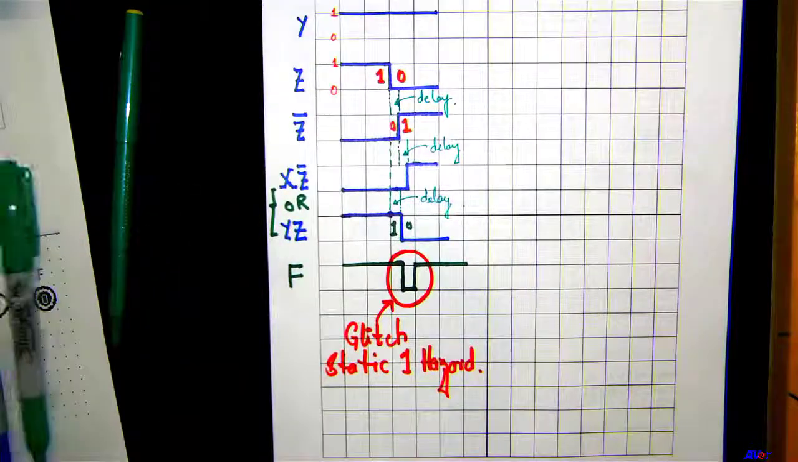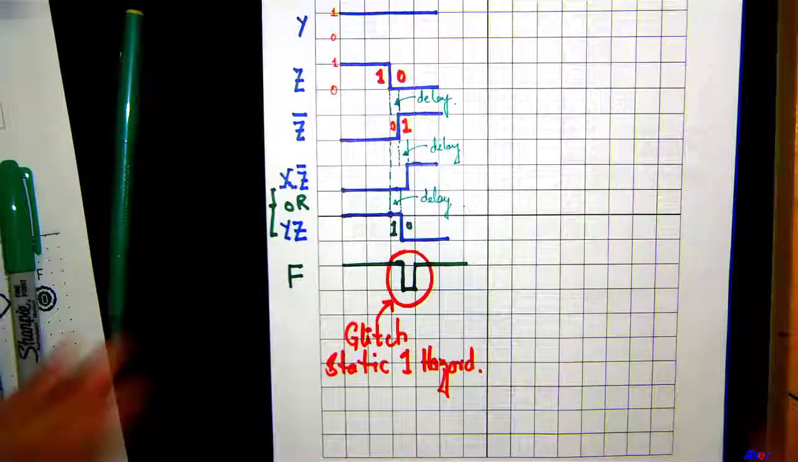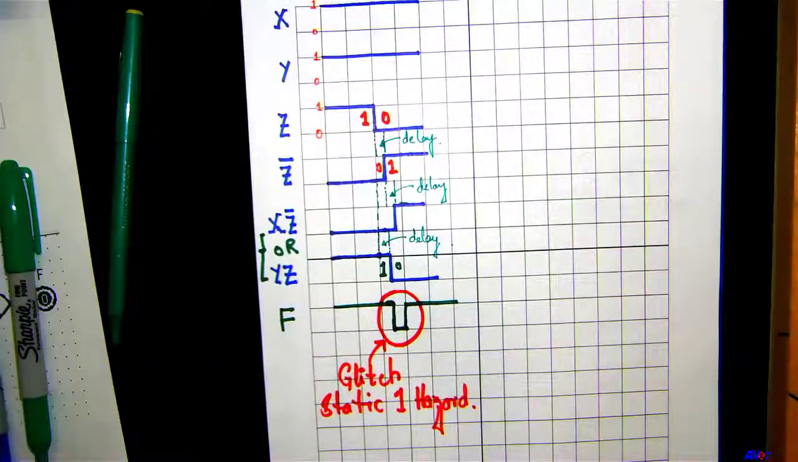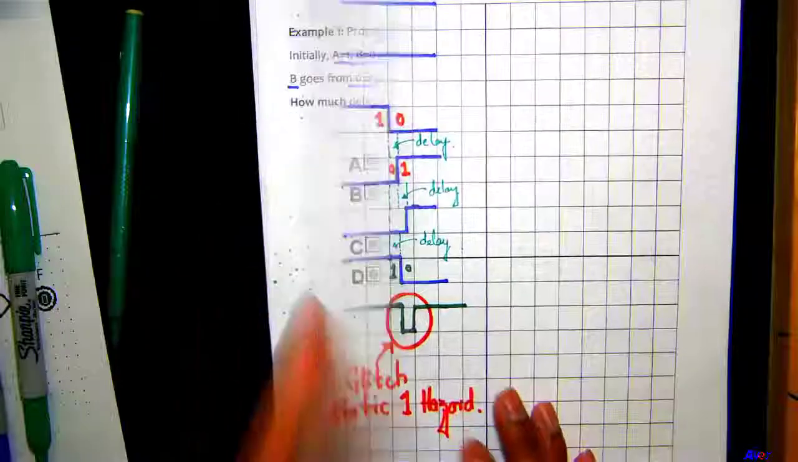And static hazard basically refers to the risk of the output going to 0 when it was supposed to be 1 all the way. Okay, is everybody following me here? How did we get this glitch here, right? Now, the next part is how we can avoid this glitch.